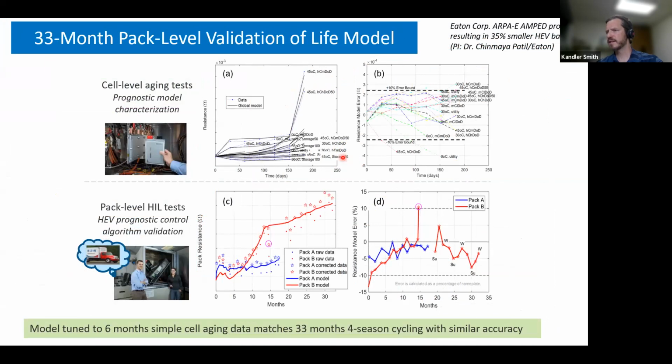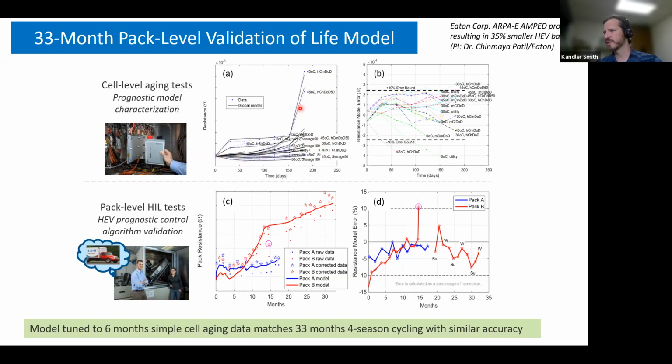We have not done a lot in terms of validating multi-cell models, and that's due to lack of data for us as well. We had an ARPA-E project with Eaton Corporation, which gave us an opportunity to do this, probably 7 years ago or so. With this project, we took the cells from a commercial pack that Eaton was producing and ran cell level aging tests across perhaps 20 different aging conditions. And for this hybrid electric vehicle, resistance growth is the dominating end-of-life determiner.